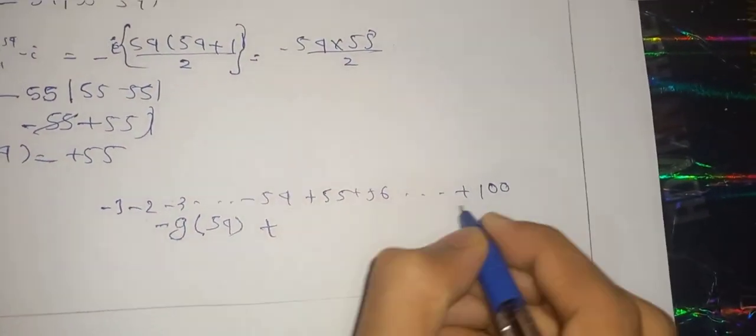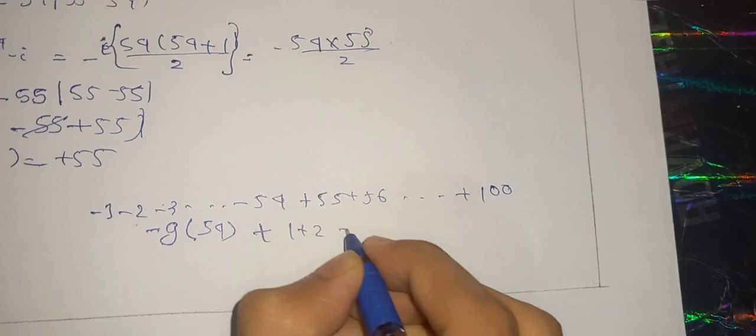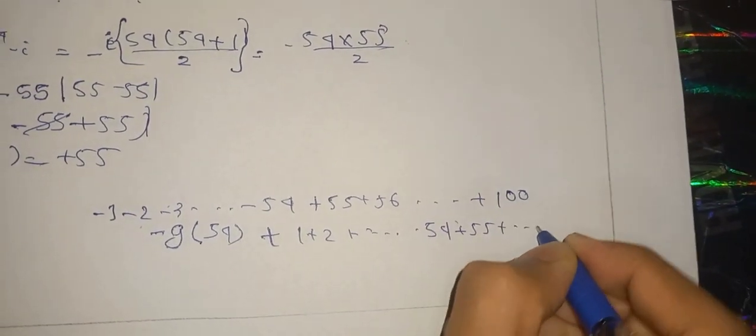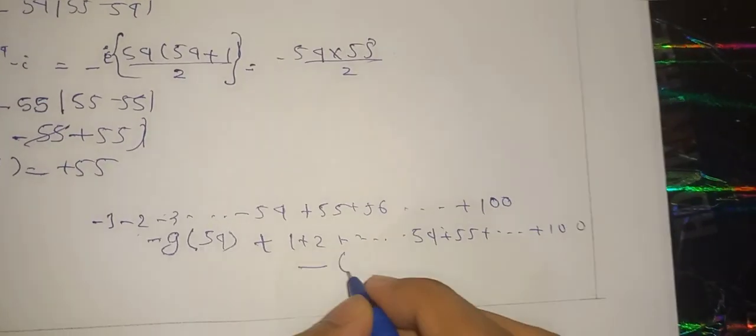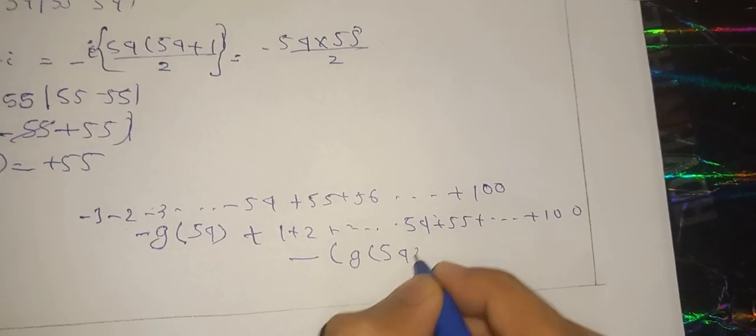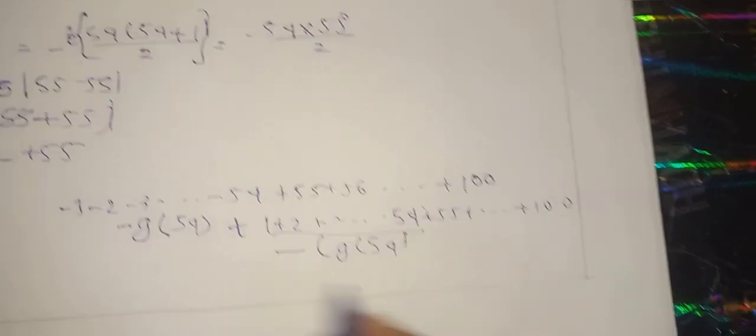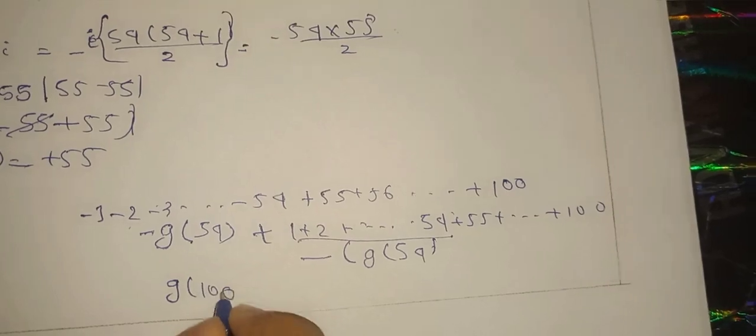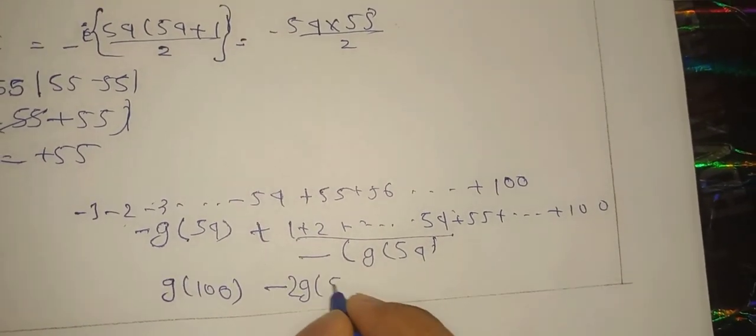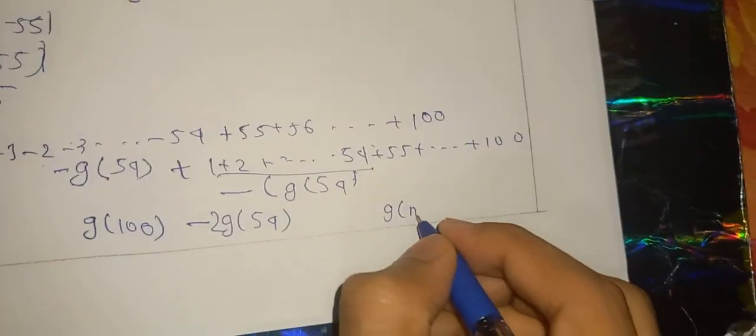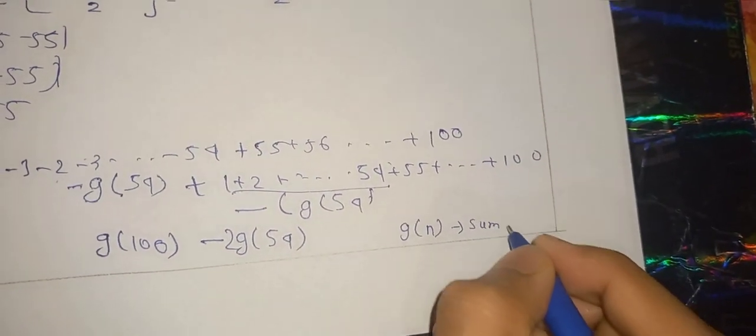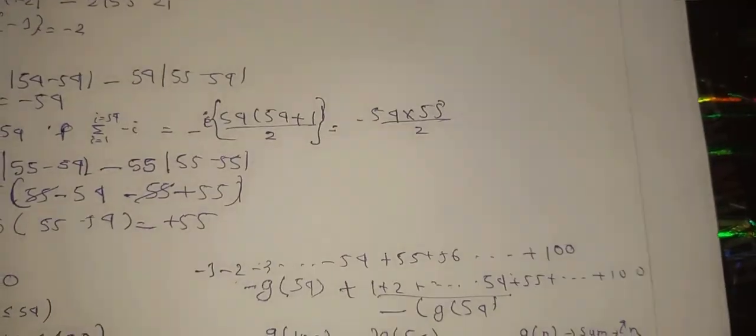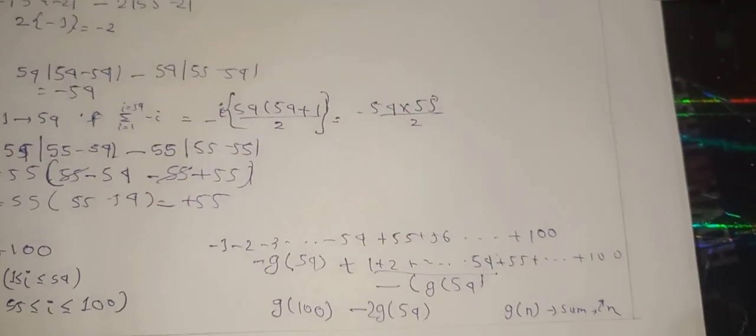Now this 55 to 100 can be written as 1 plus 2 plus 3 dot dot 54 plus 55 plus 56 dot dot till 100 minus G(54), because I just added G(54), right? So the overall expression can be written as G(100) minus 2 of G(54), where G(n) indicates the sum of natural numbers till n, right? Now you see we have very less space. Well, let me move on to some other space.